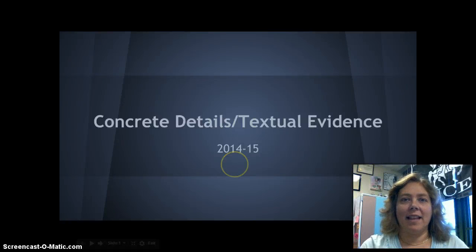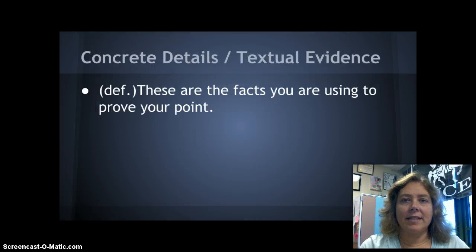Hi, and welcome to the lesson on concrete details or textual evidence. Concrete details or textual evidence are the facts that you're going to use when you write. These are the facts you're going to use to prove your point and make your arguments.